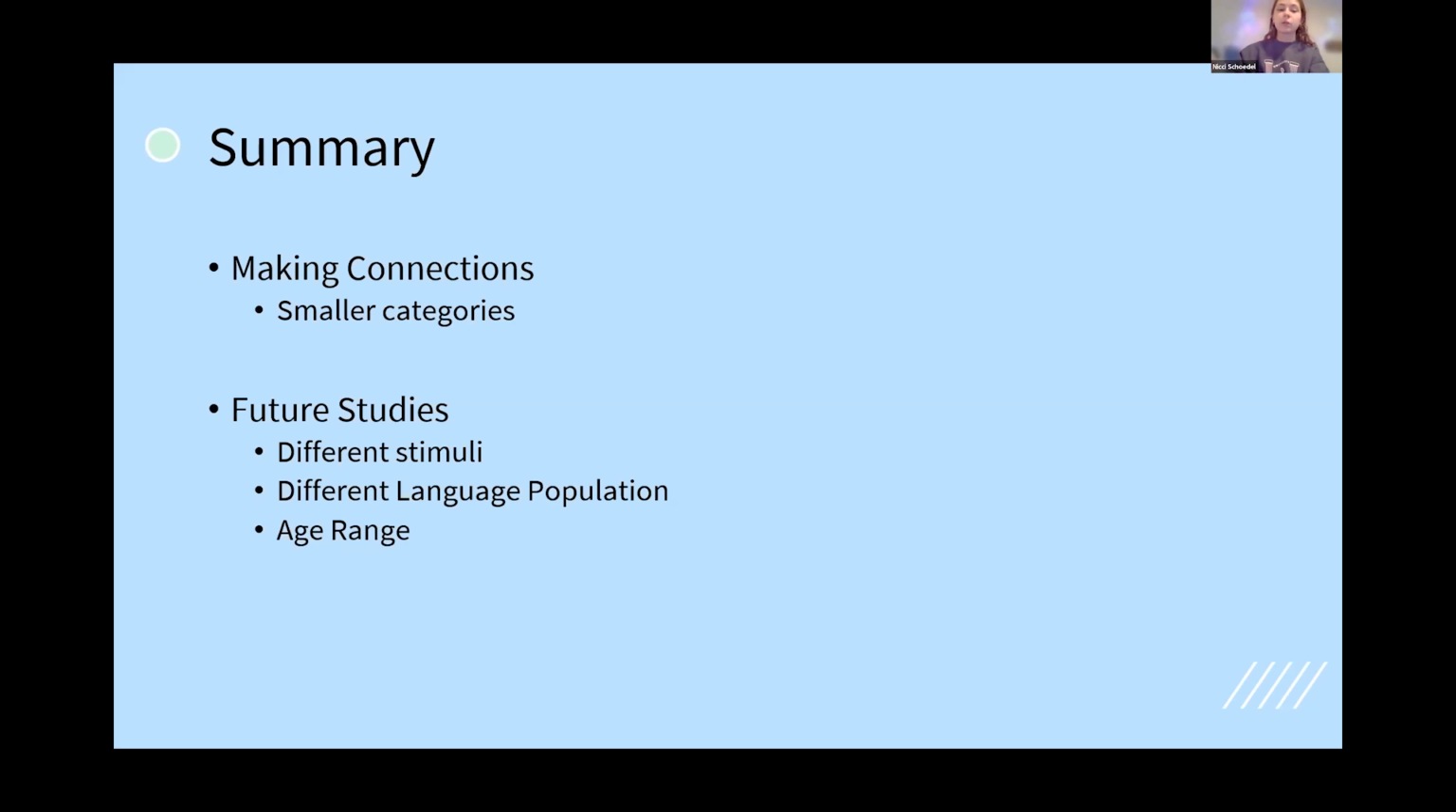Future studies may also be conducted that involve a different set of stimuli or even a different group of bilingual participants, such as Spanish-English bilinguals, or a different age range of participants, as 18 to 30-year-olds were used in this study. So that may produce different results than 60 to 80-year-olds, for example.